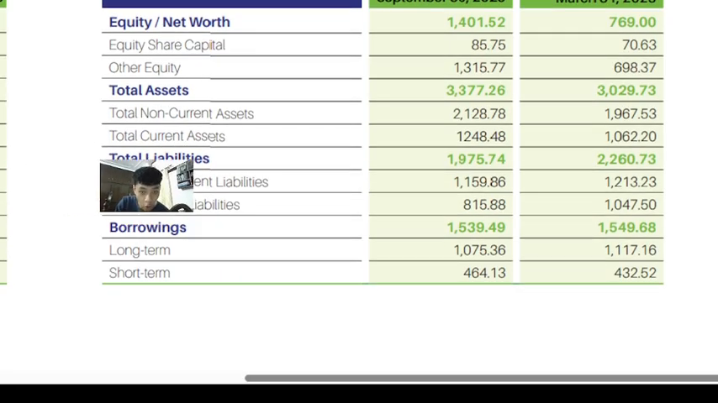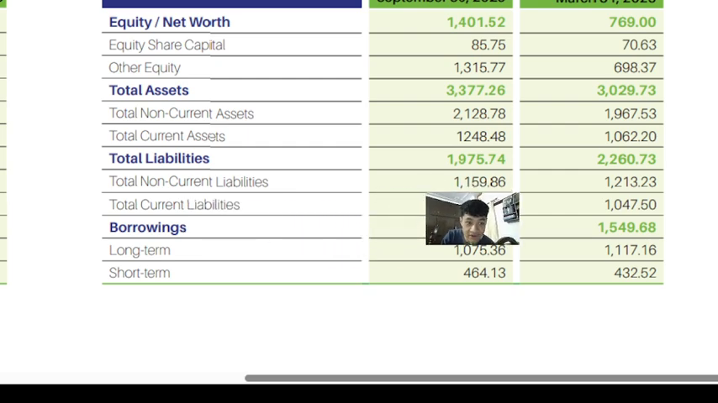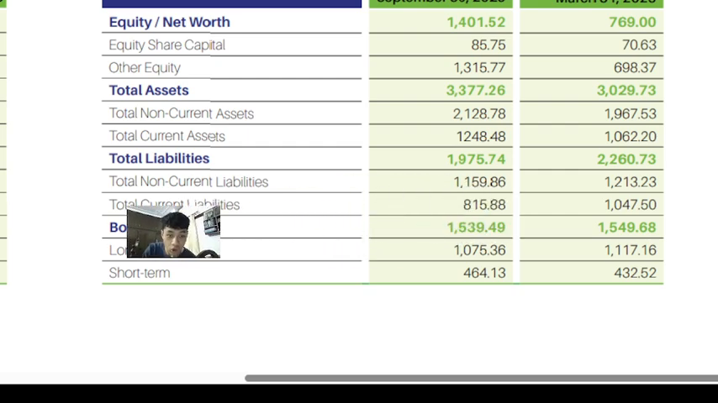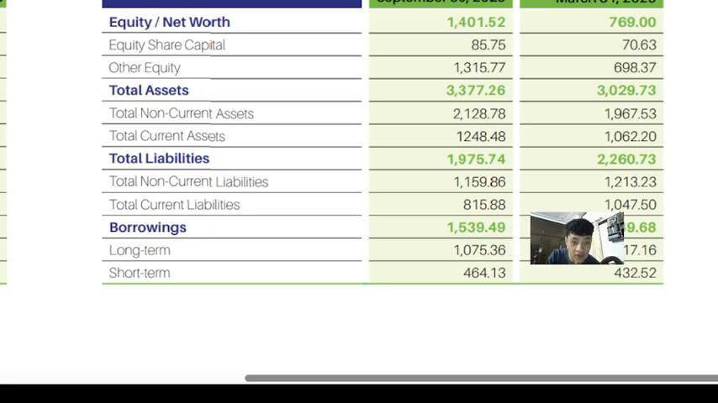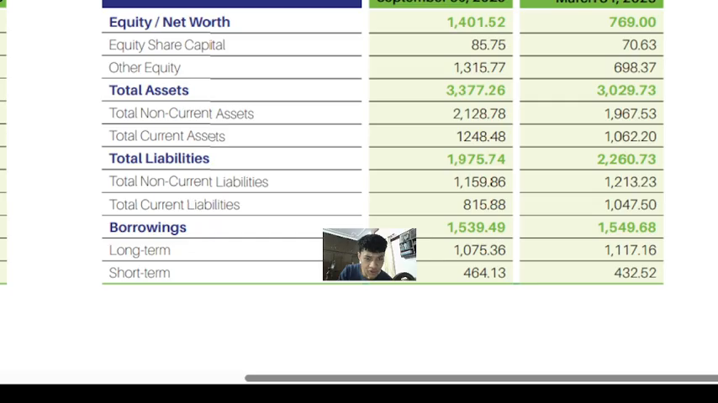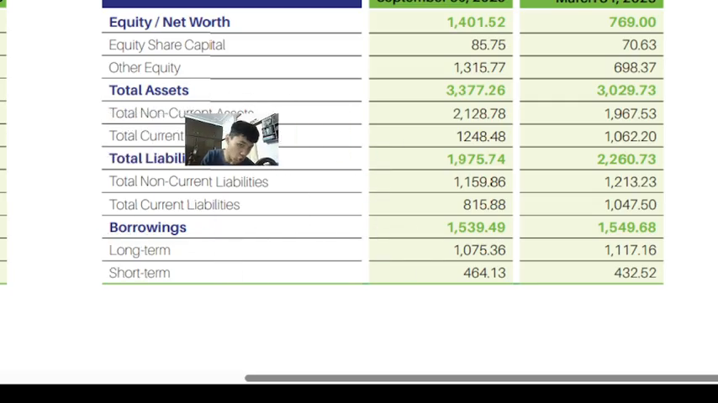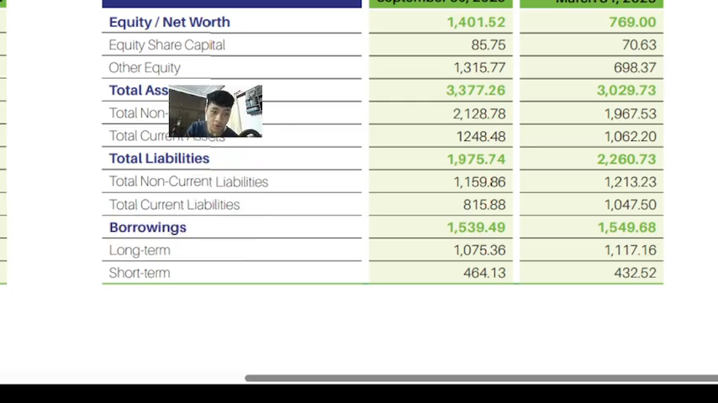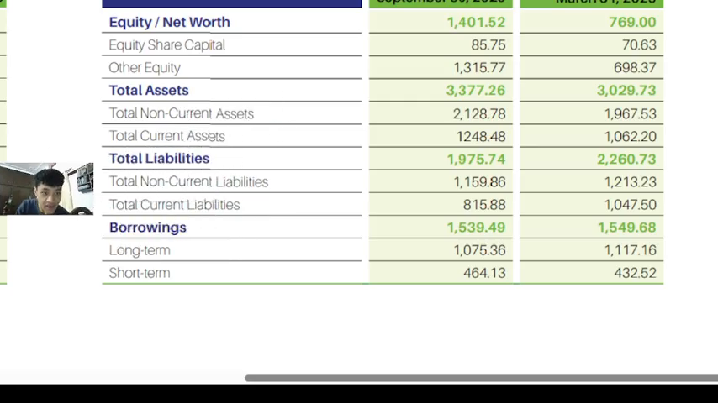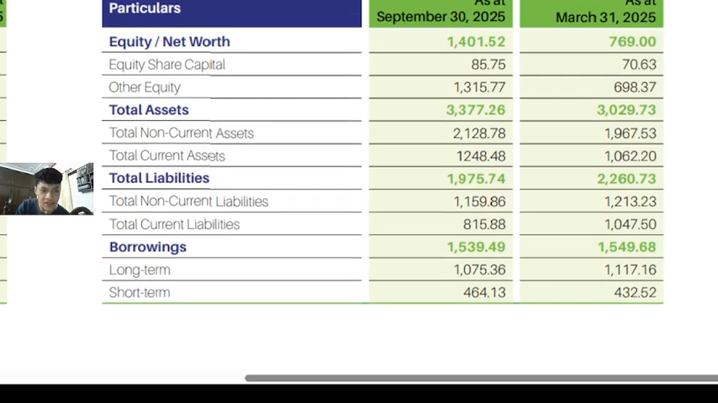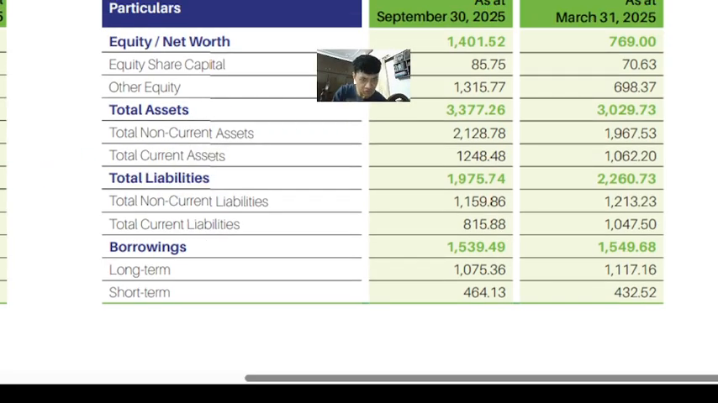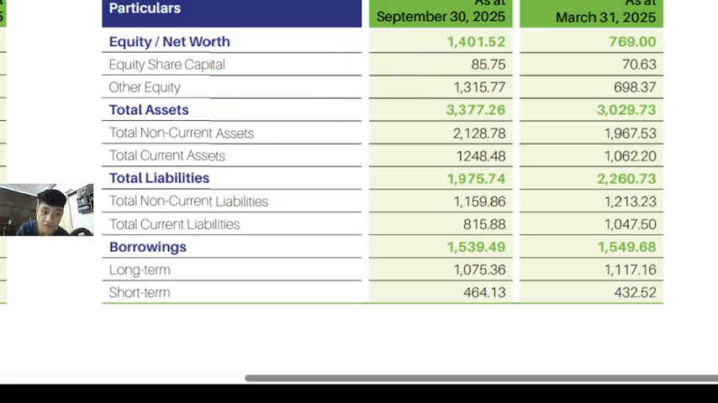Total borrowings: long-term borrowings of 1,075.36 crores with short-term borrowings of 464.13. Long-term borrowings should come in total non-current liabilities, while short-term borrowings should be included in total current liabilities. They have equity, which includes reserves like retained earnings and all of that, of 1,315.77 crores.